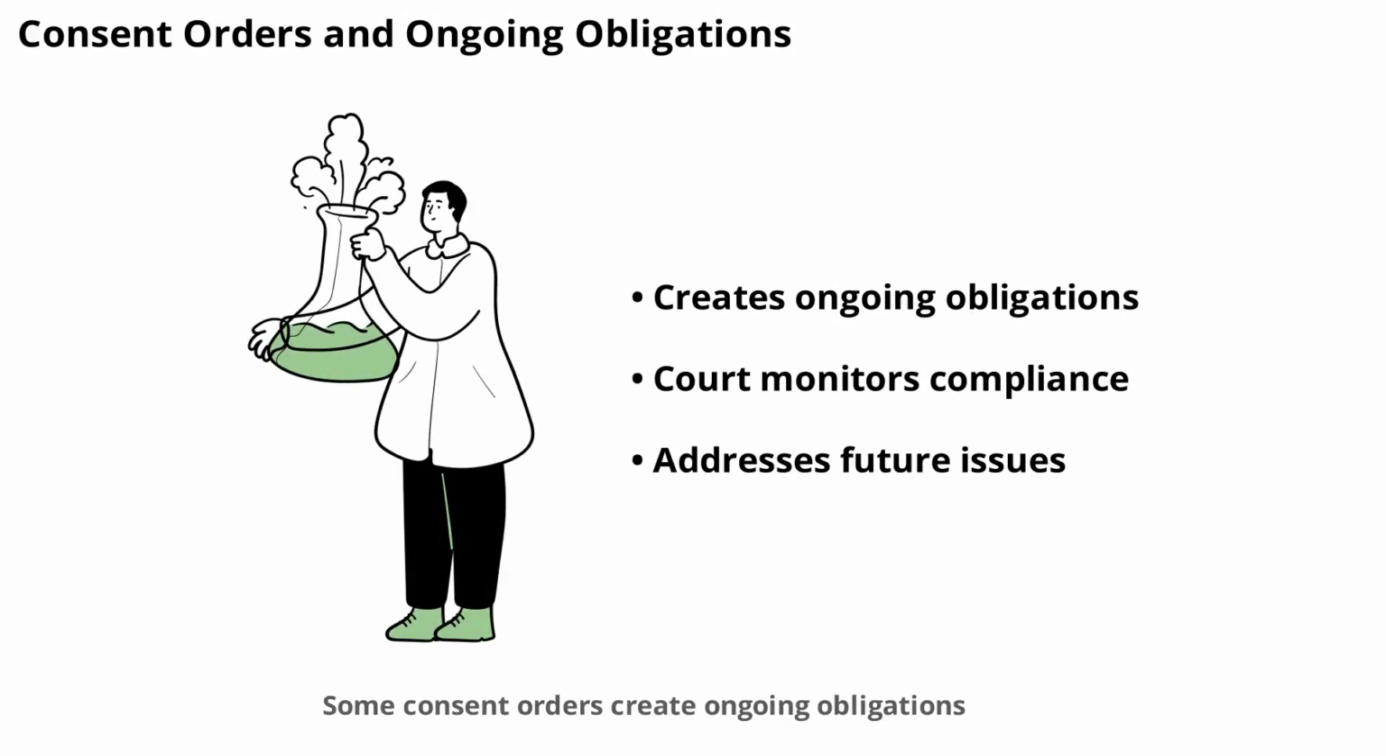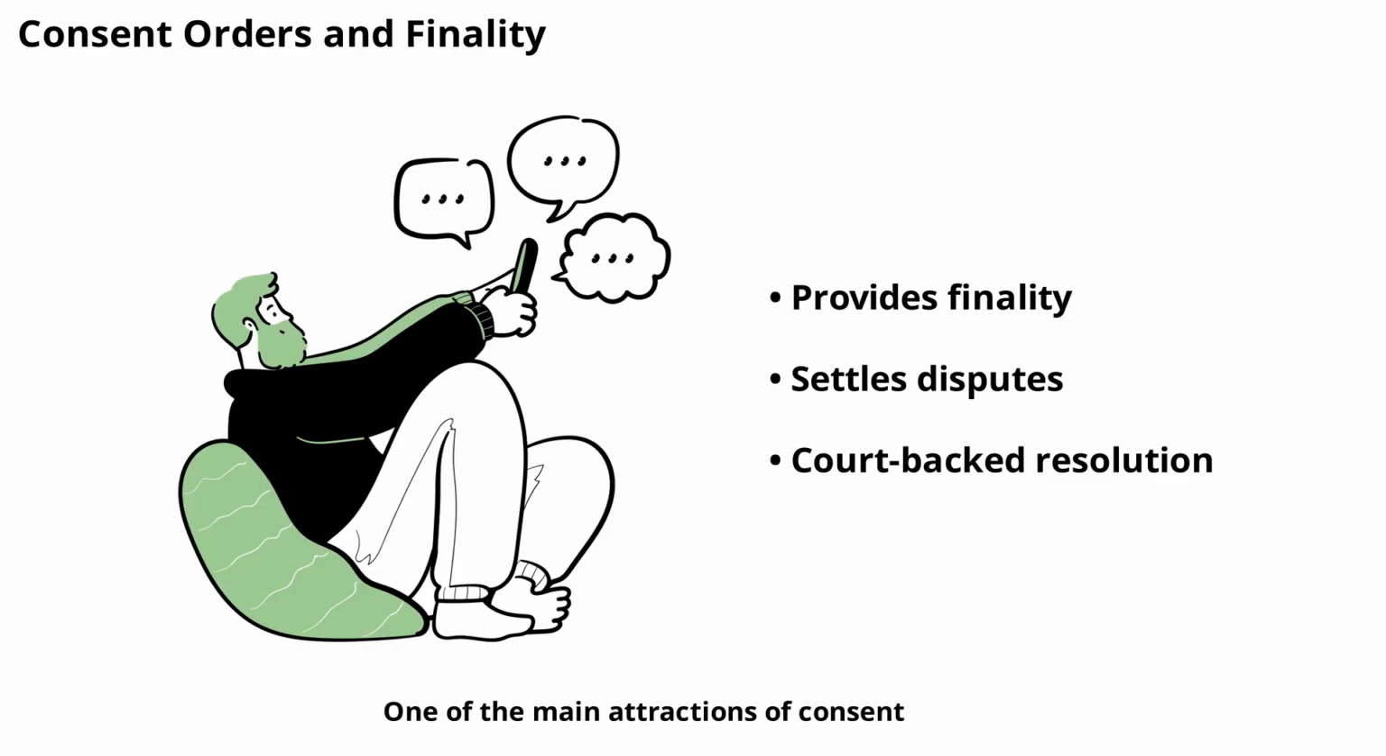Some consent orders create ongoing obligations, such as regular payments or periodic reporting. The court can monitor compliance and take action if either party fails to meet their responsibilities. This ongoing oversight helps ensure that the agreement is followed over time and provides a mechanism for addressing any issues that arise. One of the main attractions of consent orders is the sense of finality they provide.